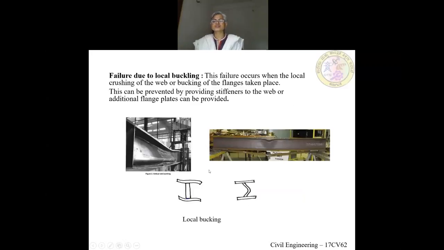And the third failure is due to local buckling. See, the web may buckle like this, or the flanges may buckle like this. Here I've shown schematically the flanges buckling or the web buckled. You can avoid this by adding flange plates. If this is the I section, additional support to the flanges can be provided by adding flange plates. This is a cross section. Similarly, a bottom flange plate can be provided.